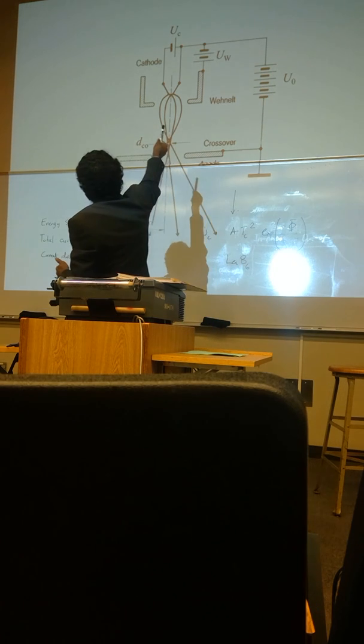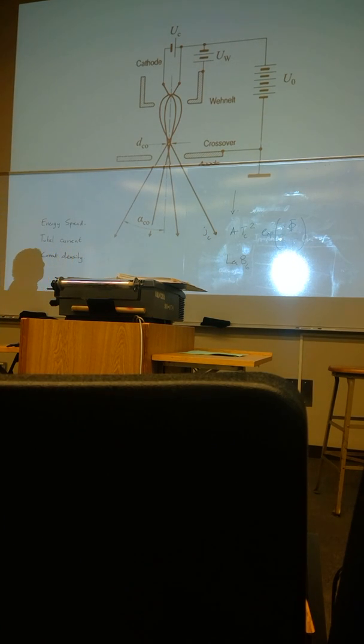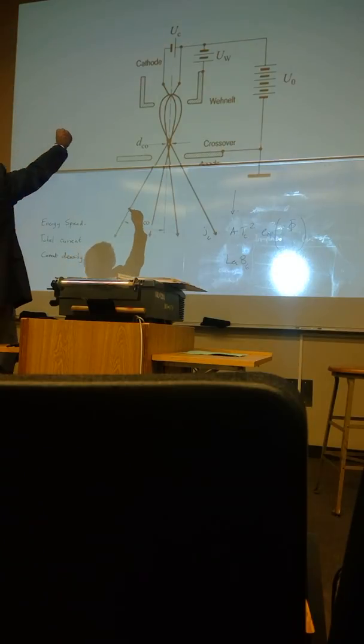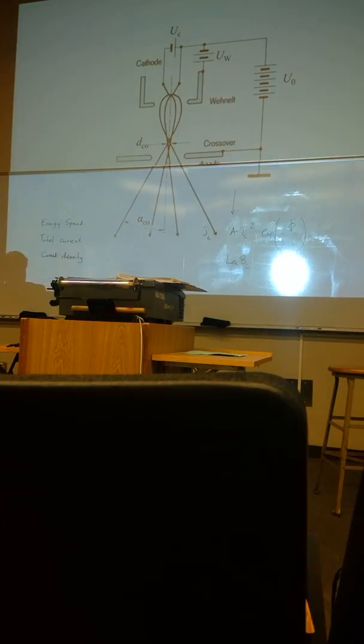So a typical gun works like this. You have a cathode shown at the top over there. It's heated, and a current passes through it. The gun can be either a thermionic emission or a field emission, and that produces electrons. Electrons are going in all directions.